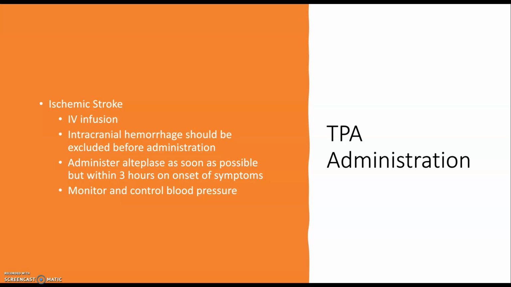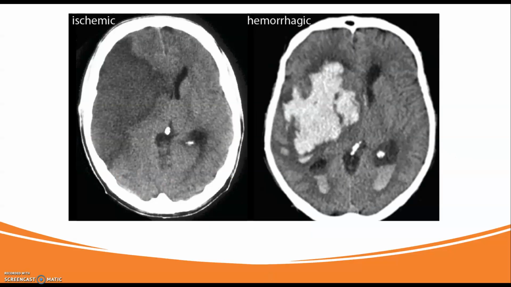It typically used to be within an hour, and now they've decided that you could administer it within 3 hours of the onset of symptoms. Then you monitor and control the patient's blood pressure. Here I pulled up some CT pictures of patients with these two types of strokes. The ischemic is on the left and the hemorrhagic is on the right.